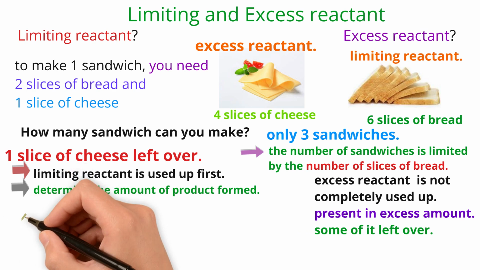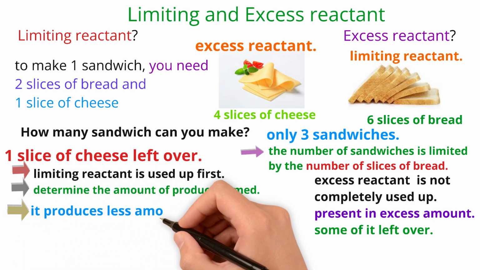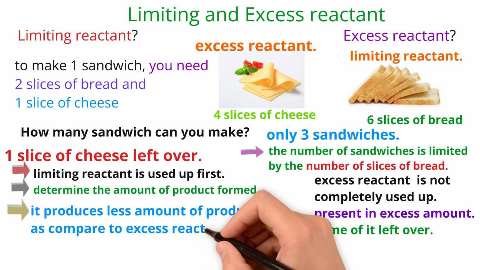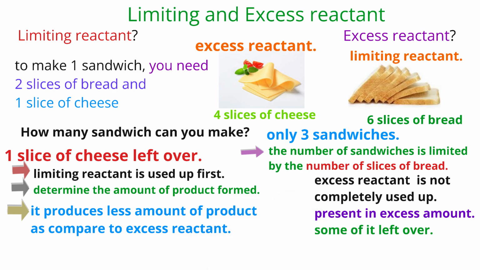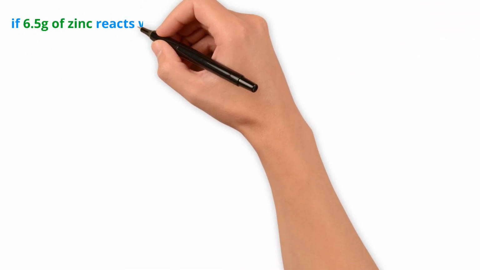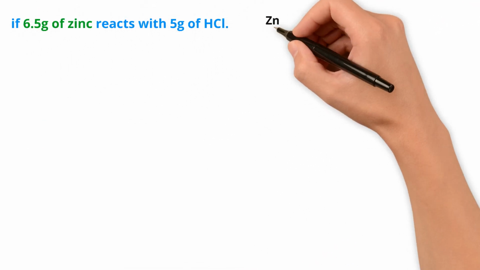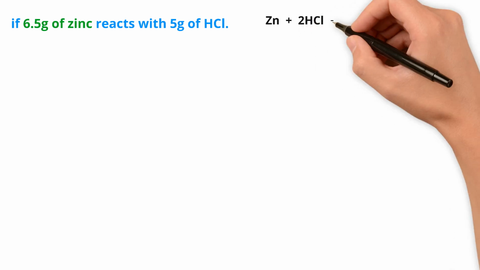As we have seen above, the limiting reactant produces less amount of product as we compare to excess reactant. Don't forget this one. Limiting reactant produces less amount of product as we compare to excess reactant. Different, different, different. Let me give you one example.